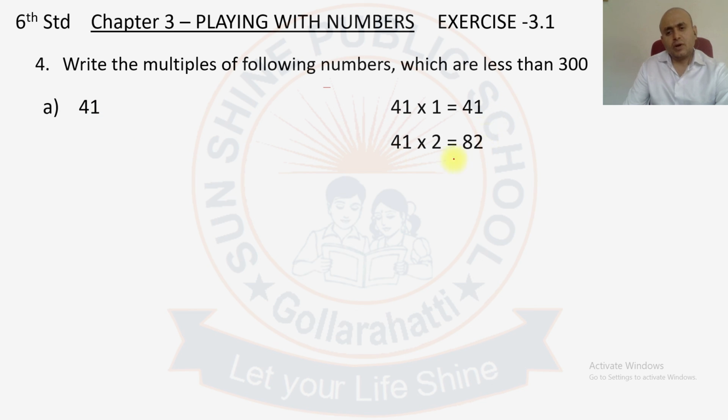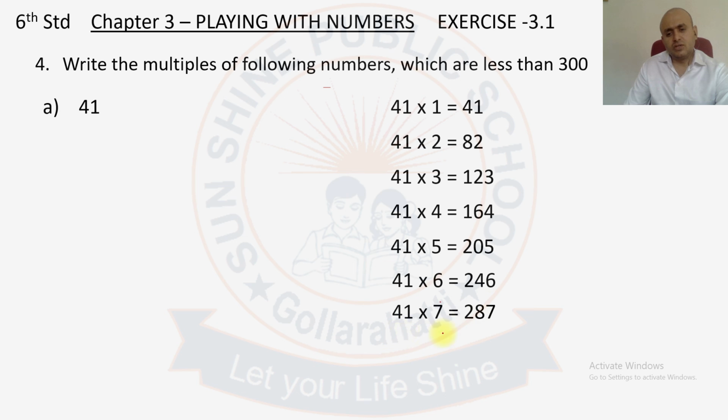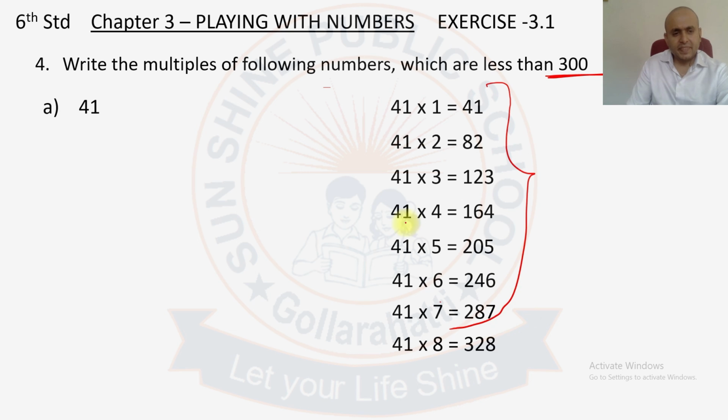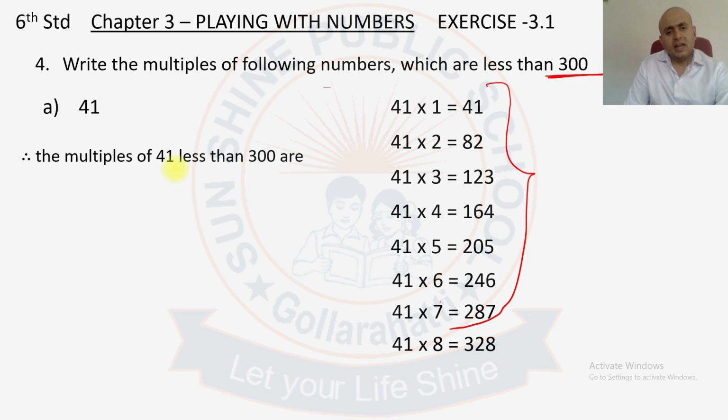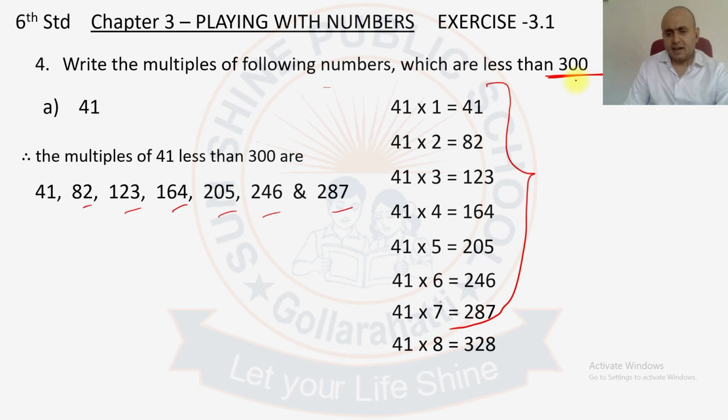41 ones are 41, 41 twos are 82, 41 threes are 123, 41 fours are 164, 41 fives are 205, 41 sixes are 246, 41 sevens are 287, 41 eights are 328. Since they asked for less than 300, we will write only up to 287. The multiples of 41 less than 300 are 41, 82, 123, 164, 205, 246 and 287. These are the multiples of 41 which are less than 300.